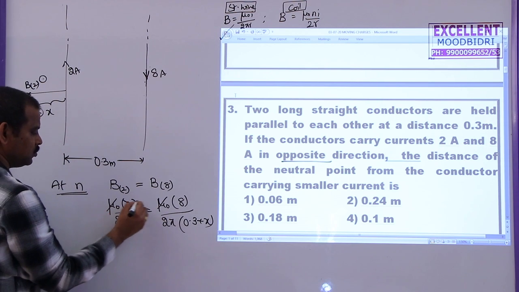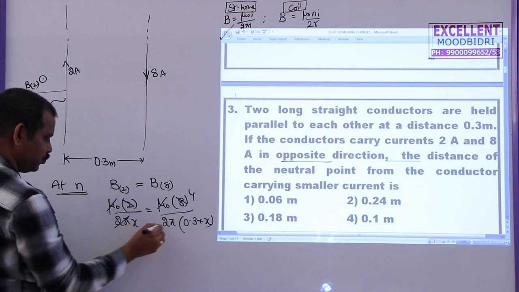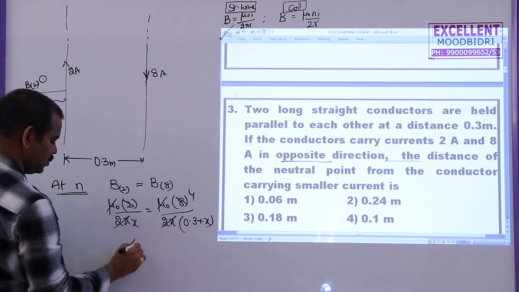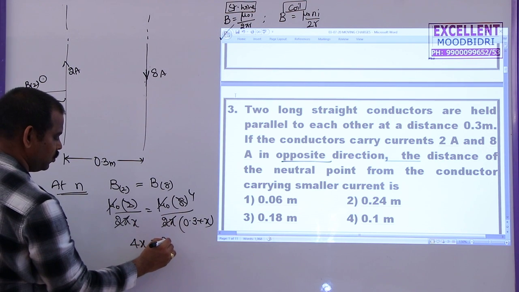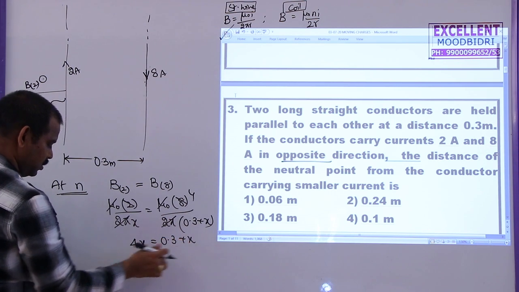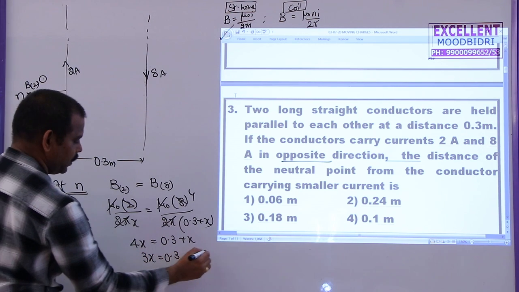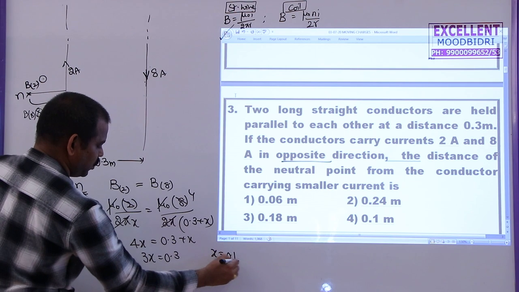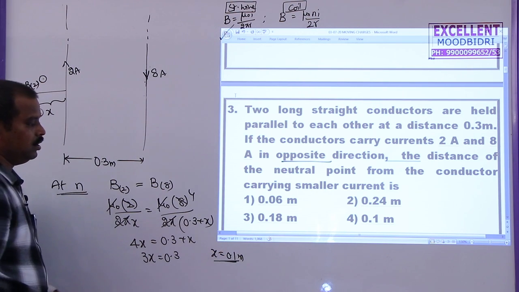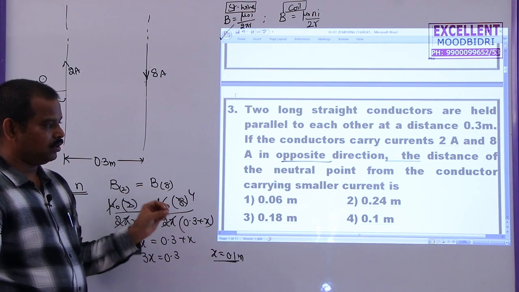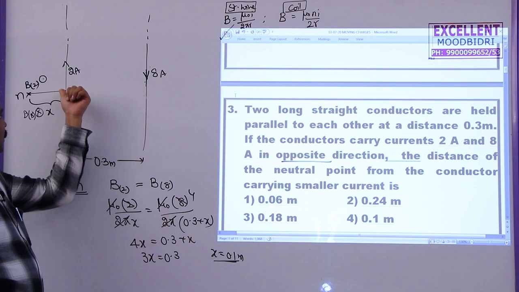Mu naught gets cancelled, 2 ones, 2 fours. The 2 pi gets cancelled, 4 into x. 4x is equal to 0.3 plus x. If it comes to this side, 3x is equal to 0.3 and x is equal to 0.1 meters. So this is the distance of the nodal point from the conductor carrying the small current.